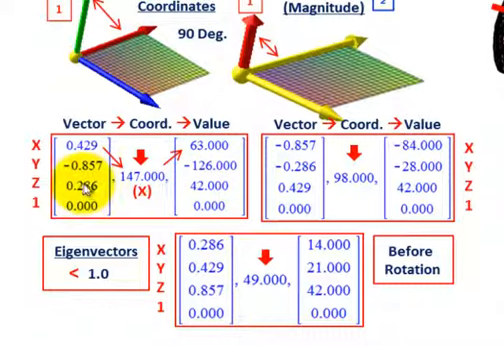Remember, all these are your vectors here. Here's your eigenvalue, and here is the coordinate value for your eigenvalues. And so you got, in this case, 0.286 times 147 giving you 42. And the same thing for each one of them.